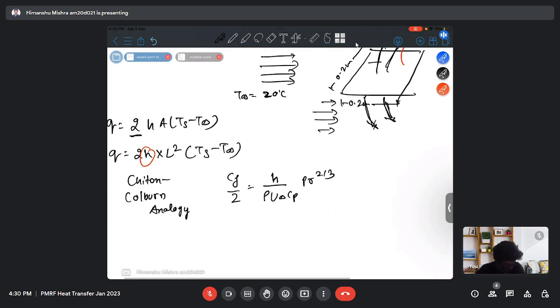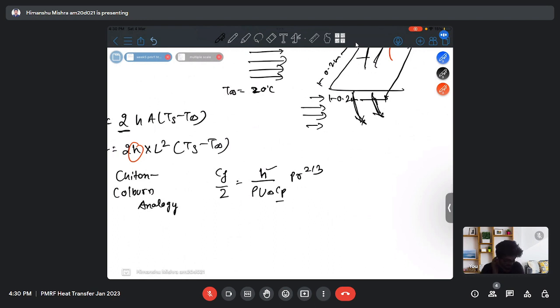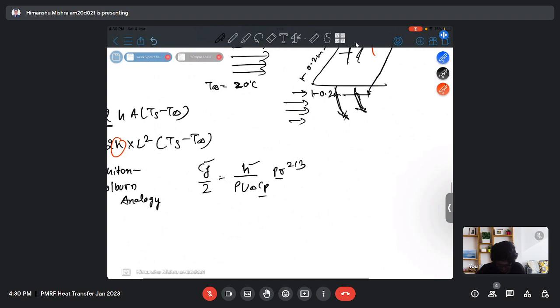So here h is the heat transfer coefficient, Cp is the specific heat, Cf is the drag coefficient, and Pr is the Prandtl number. We know that for gas, the Prandtl number is 0.7. We have already solved a couple of problems with Prandtl number 0.7. This is for gas.